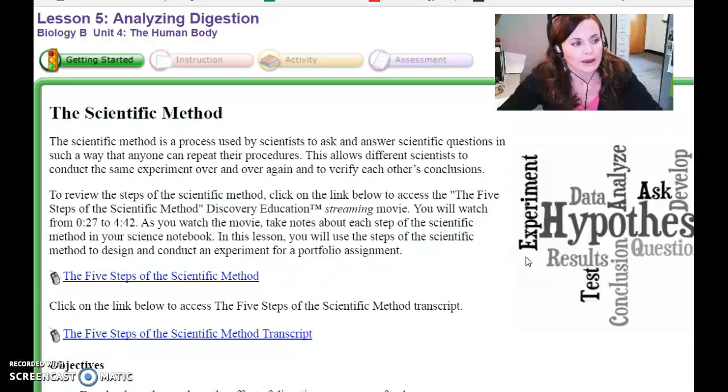This portfolio I am really paring down quite a bit, so it's very important that you follow the directions that are given on my website and make sure to only include what you absolutely need to do, otherwise you're going to end up doing way more than I'm requiring.